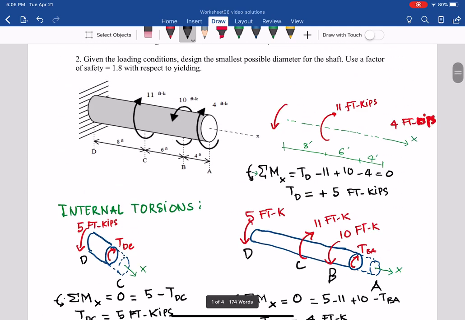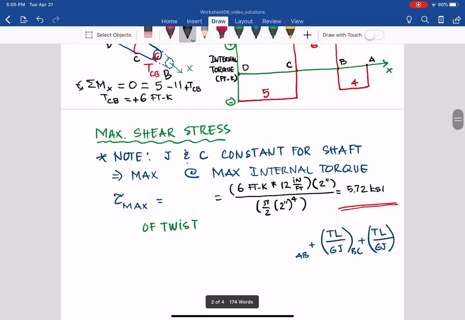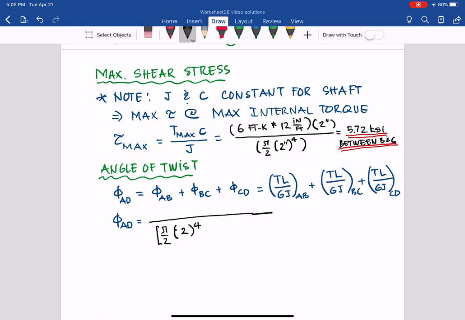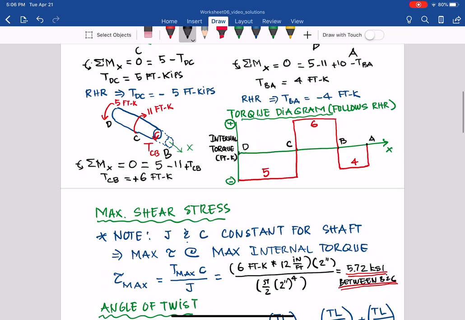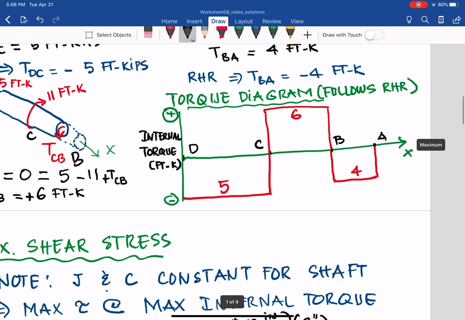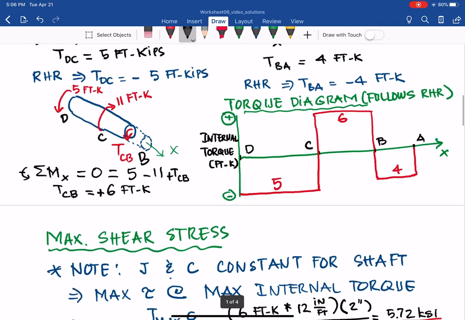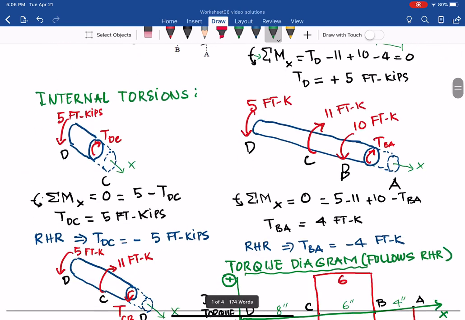The problem gives us 11,000 ksi. So we can plug in 11,000 ksi. And then the top one, TL. For AB, the torque could be 4 kip-feet, right? And then 6 at BC and 5 at DC. And the L will be given, you see, 8 inches, 6 inches, and 4 inches, based on the problem they give us there. Oh, feet, 6 feet.